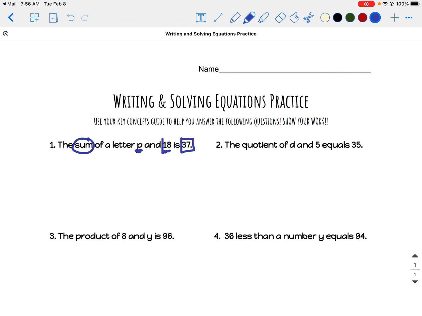So I'm going to box all my values. I could circle or underline keywords, so sum, and then I have is. Now let's remember sum references addition, and then is references where that equal sign should be, right? So the sum of a letter P, I'm going to have P plus, since sum is addition, 18 is, which means equals 37. And now I want to work to solve.